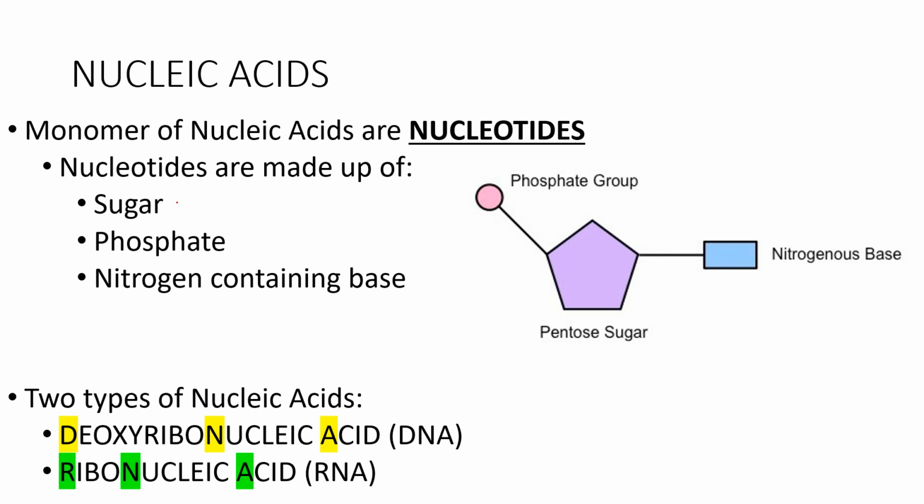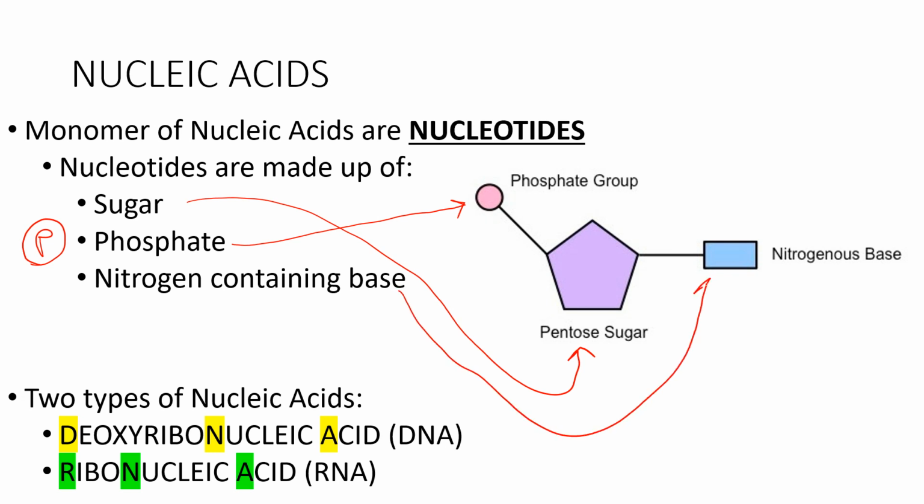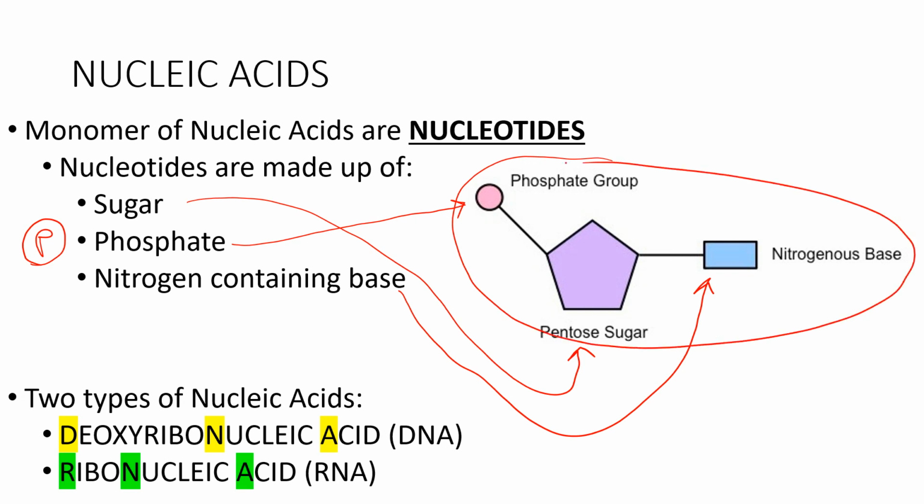A nucleotide is made up of a sugar, which is represented by that pentagon there. The phosphate group, which is represented by that pink circle. Usually phosphate is a phosphorus with a circle around it. That's usually how that's represented. And then the nitrogen containing base, which is represented by that box right there. So this whole structure represents a single nucleotide.